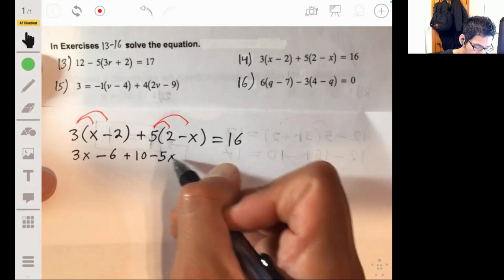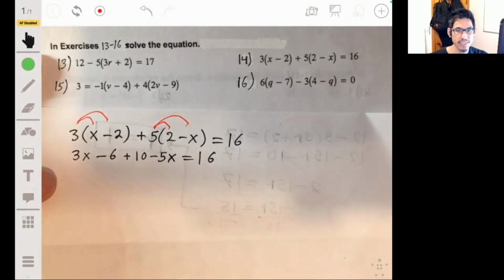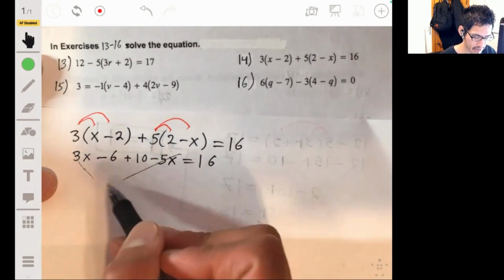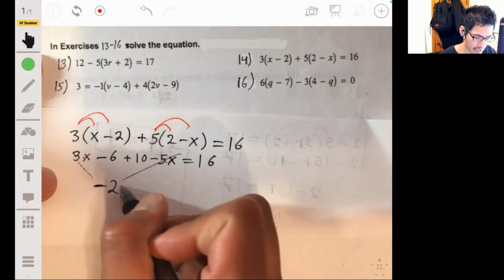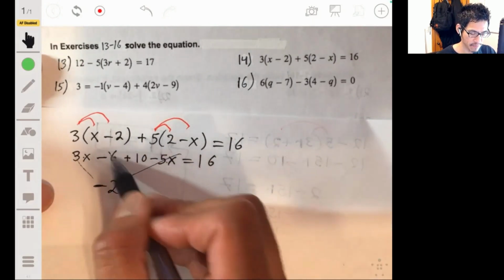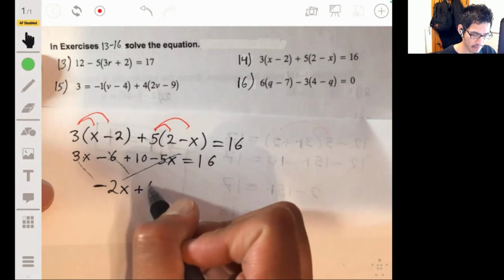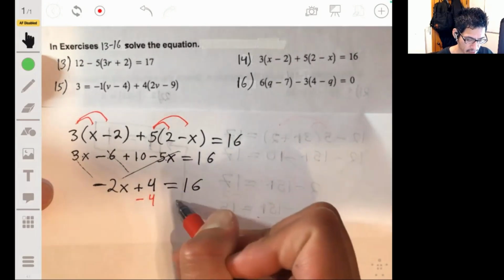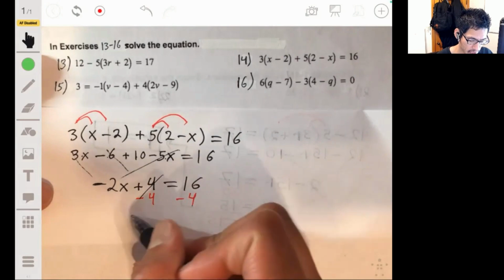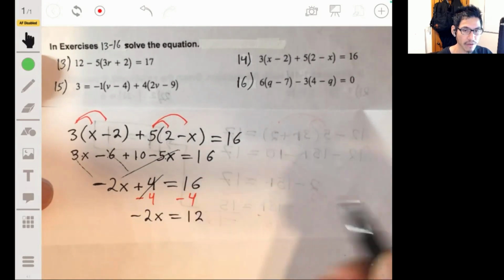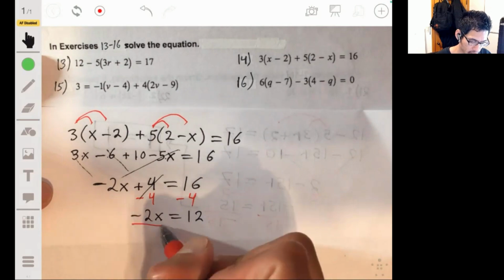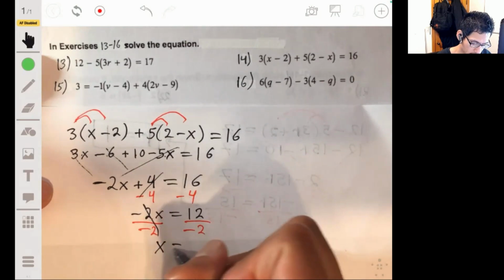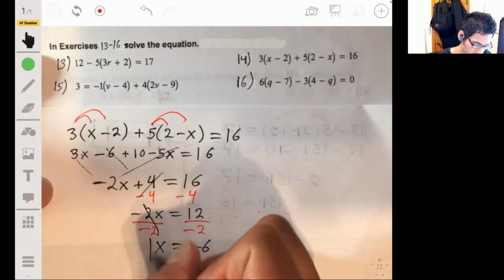minus 5x equals 16. Combine 3x and -5x, 3x minus 5x, minus 2x, minus 6 plus 10 plus 4 equals 16. Subtract the 4 from both sides. Get -2x equals 12. Then divide both terms by -2. And bang, x is -6.